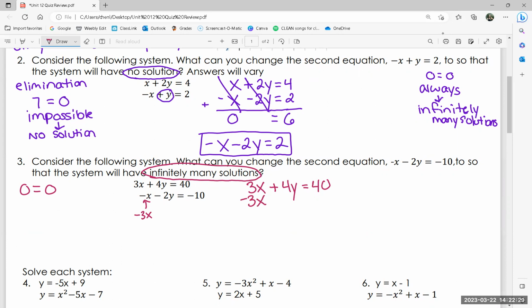Okay, I have a positive 4y. In order for that to cancel, I need a negative 4y. So I need to change this to a negative 4y. And then finally, we currently have a negative 10. If I wanted no solution, I should leave it. However, I want infinitely many, so I'm going to change that to be a negative 40. So that when I add those together, the x's would cancel, the y's would cancel, and 40 plus a negative 40 also cancels, and we're left with 0 equals 0. And that's what we want for infinitely many.